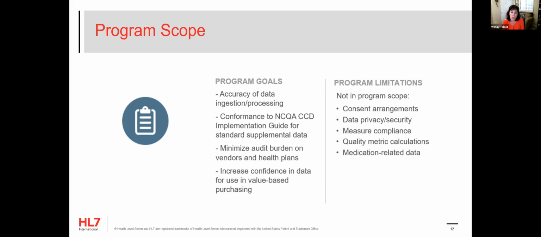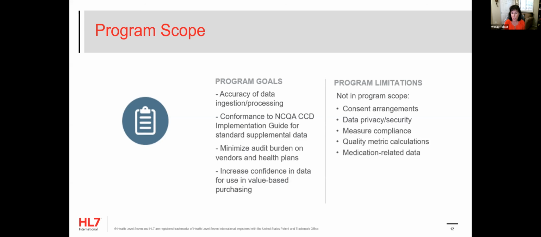So really the program goal was to ensure the accuracy of the data from the ingestion point all the way through that output exchange, as I mentioned. Could these aggregators conform to our NCQA CCD implementation guide for use as standard supplemental data? That means once it passed our validation, the health plans who picked it up and used it for either HEDIS reporting or other types of reporting would not have to further undergo an audit by their auditor back to that primary source. This would minimize the need for audit at the vendor and the health plan level, and hopefully increase the confidence of the data used for value-based purchasing and other quality measure reporting.